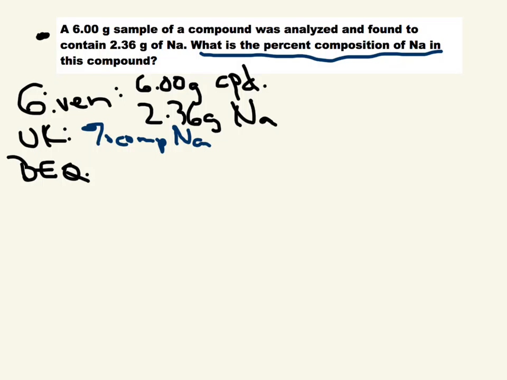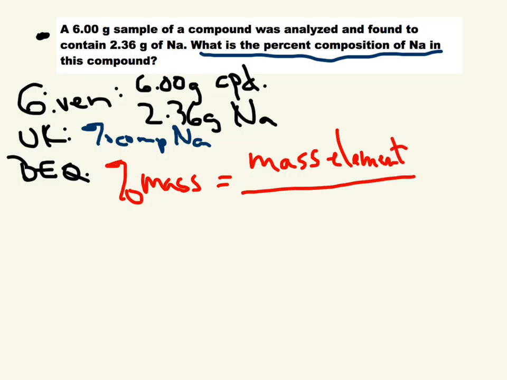Because you know from your textbook on page 305 that percent composition, the percent mass of an element, is equal to the mass of the element divided by the mass of the compound, times 100%.